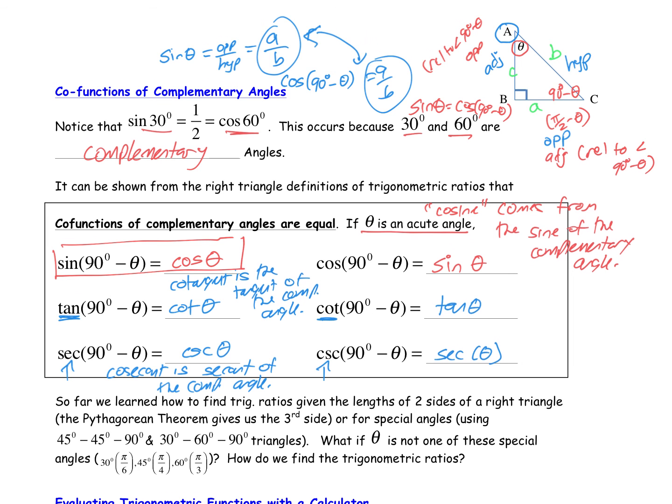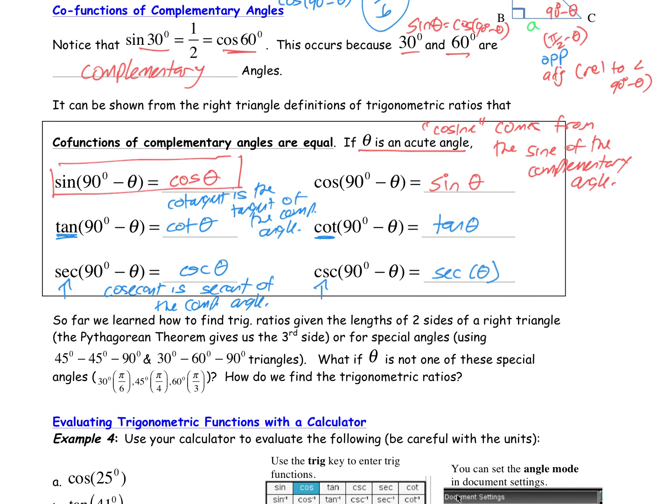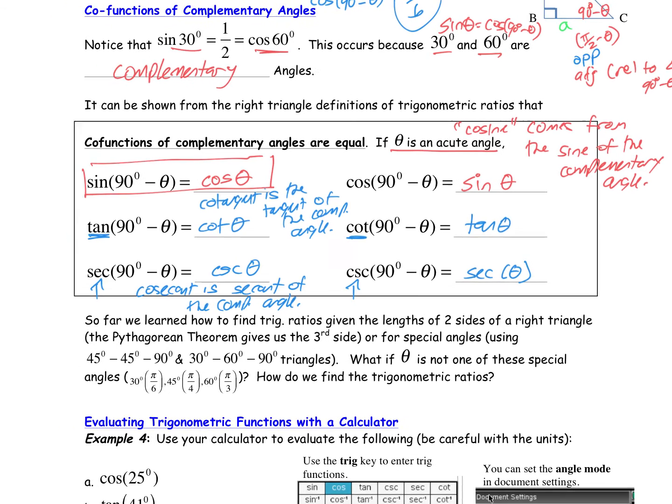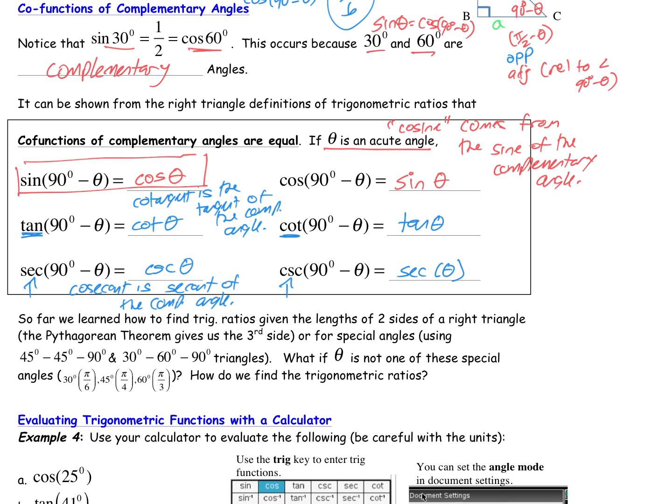Okay, then I'm just going to read this note down here. So far, we learned how to find trig ratios given the lengths of two sides of a right triangle. The Pythagorean theorem gives us the third side, or for special angles using the special right triangles, 45-45-90 and 30-60-90 triangles, we were able to derive some trig ratios. But if theta isn't one of these special angles, then how do we find the trig ratios? For that, we need to use our calculators. And if you watch the next video of example 4, I'll walk you through how you find that.